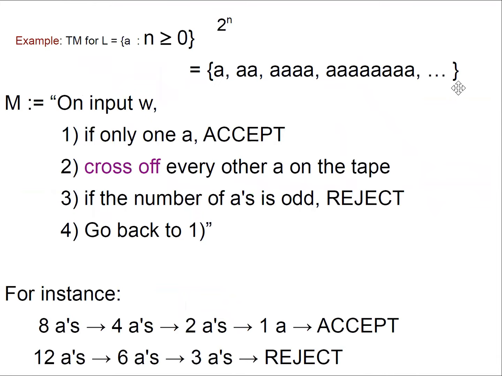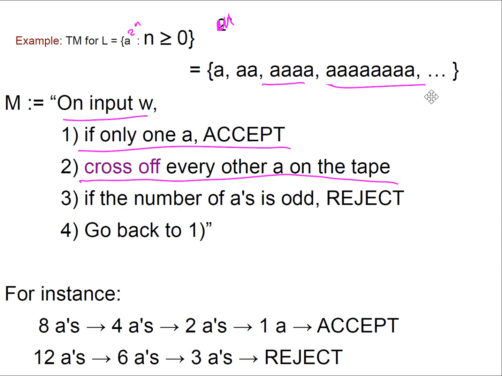Here is another example of a machine for the language just over the alphabet A, consisting of strings whose length is a power of 2. Okay, so this is the language of A to the 2 to the N, where N is at least 0. So strings in this language are A, AA, AAAA, and so on. How do we do this? Well, on input W, if there's only one A you accept. Otherwise, we can cross off every other A on the tape. If you find an odd number of A's, you can reject. Otherwise, you can continue. Okay?